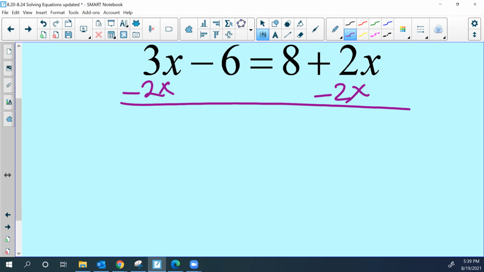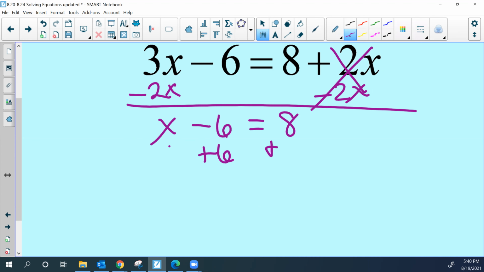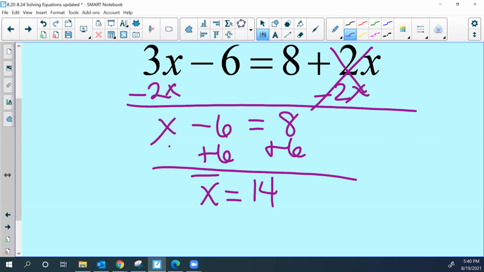When I do that, I get a 1x here on the left minus 6 equals 8. And my 2x's that were here on the right have canceled out. So now that I have all my variables on the left side, I need to get all my constants on the right-hand side of this equation. So I'm going to take this 6, that's -6. I'm going to do the opposite to move it to the other side by adding 6 to both sides. So that gives me x equals 14. And once I get a 1x, that is how I know I have my final answer.